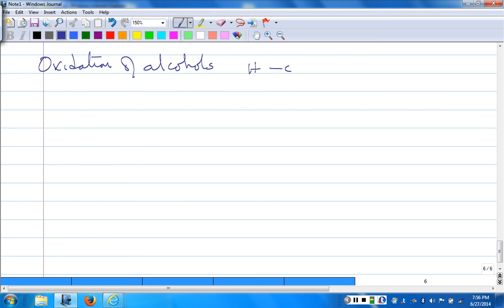of either a carbinol H, right? This is a carbinol H, or the presence of a carbonyl H, right? So if a compound has either one of these, it will be oxidizable.